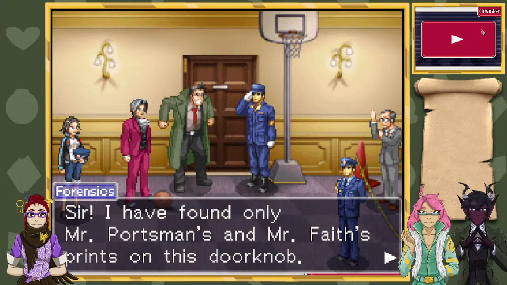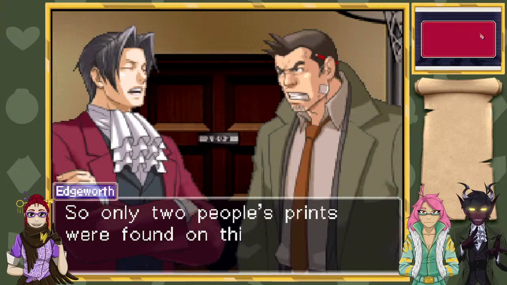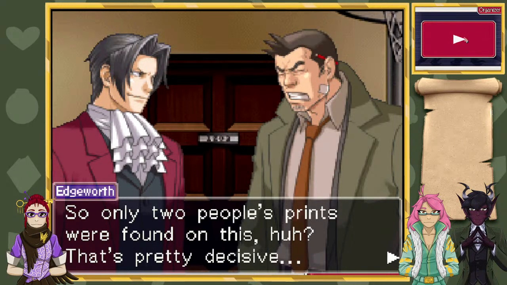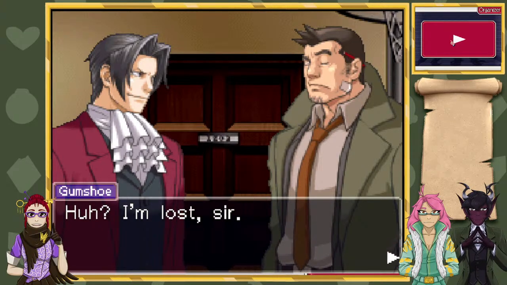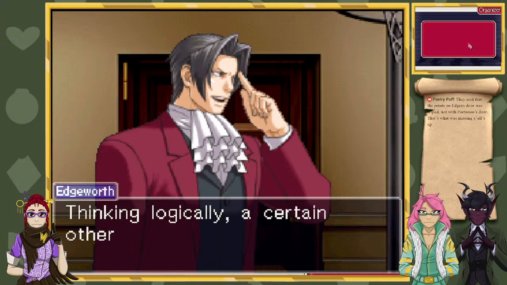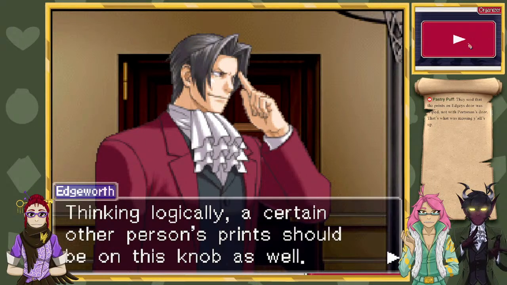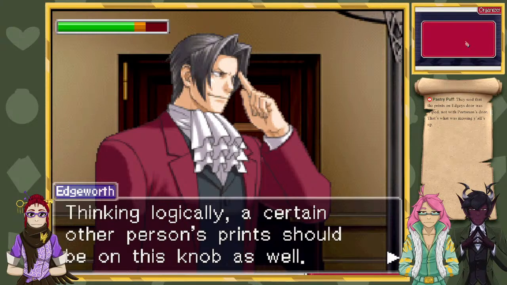Sir, I have found only Mr. Portman's and Miss Faith's prints on this doorknob. I'm sorry, there's a lot of S's, sir. So only two people's prints were found on this, huh? That's pretty decisive. All right, I see where they went. I'm lost, sir. Logically thinking, a certain other person's prints should be on this knob as well.